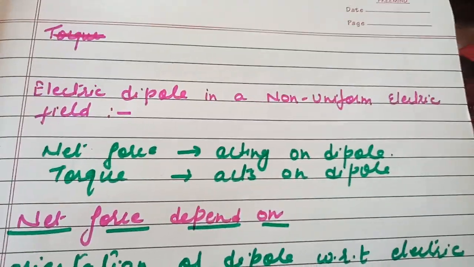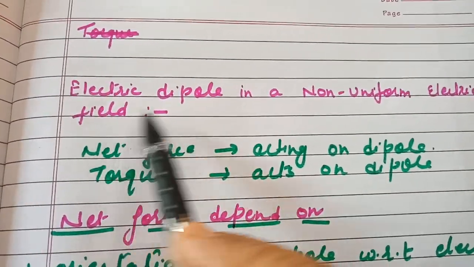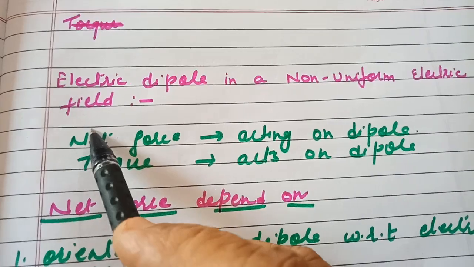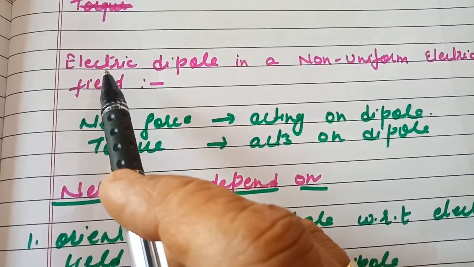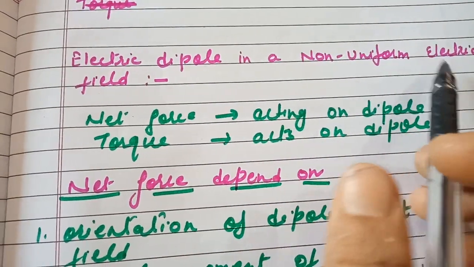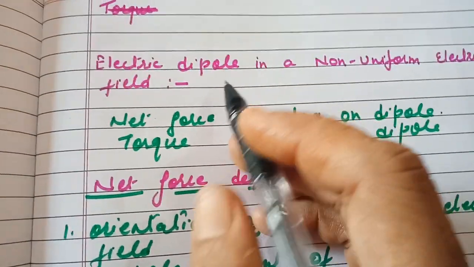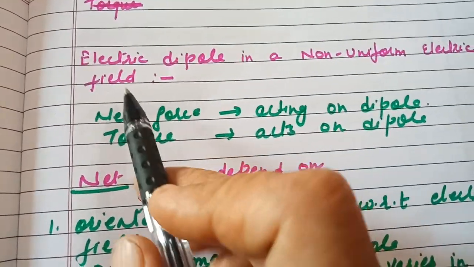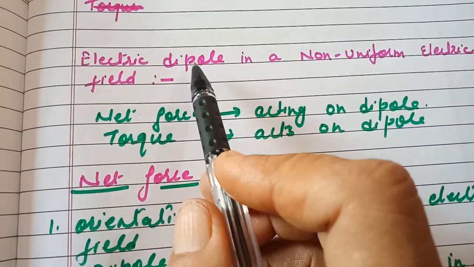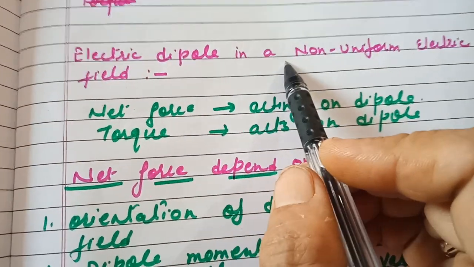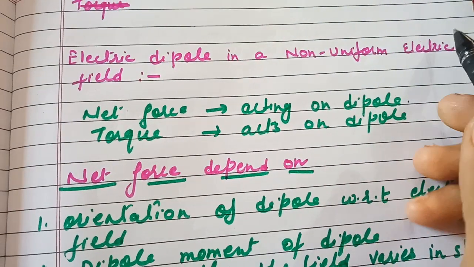In this video I am going to explain the electric dipole in a non-uniform electric field. In the previous case you have seen that an electric dipole placed in a uniform electric field gives the formula torque equals pE sin theta. But here we are going to consider that the electric dipole is placed in a non-uniform electric field.